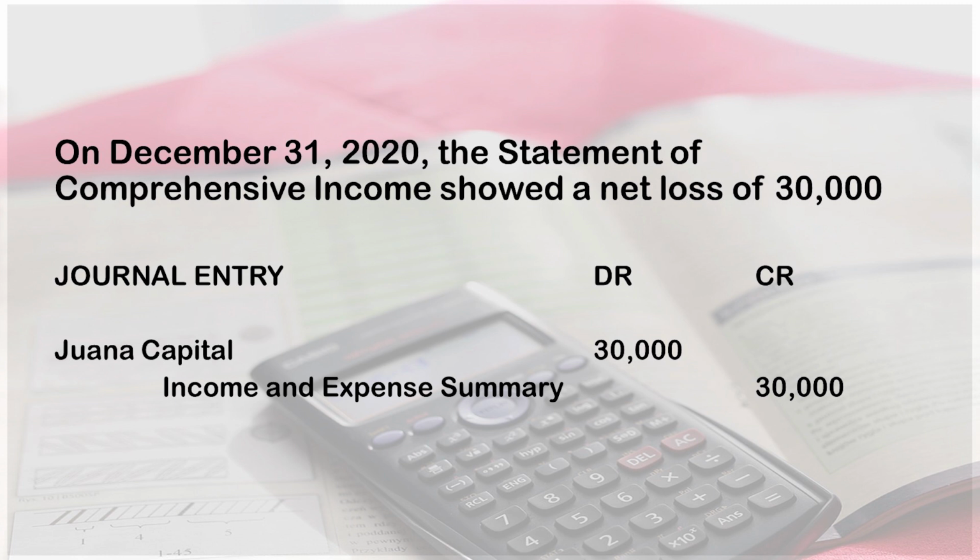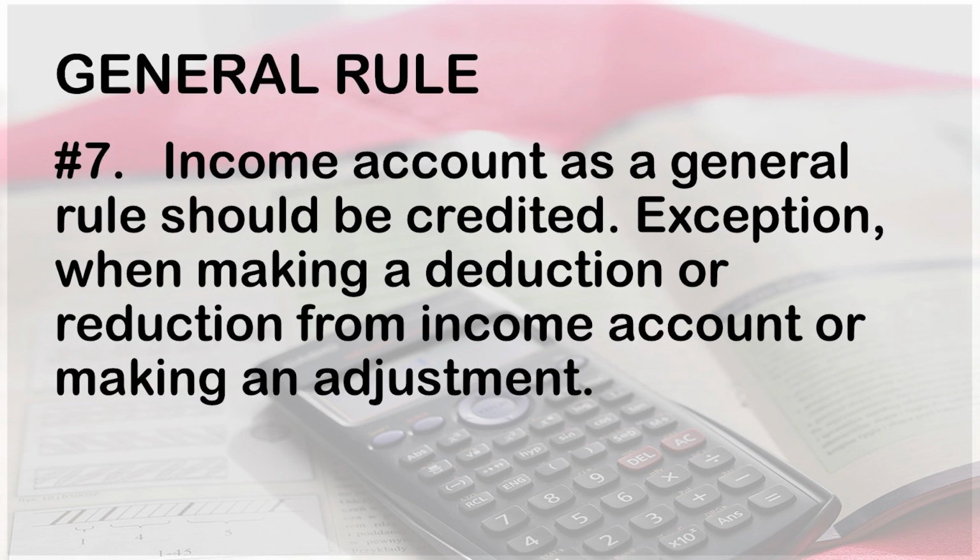The general rule, capital should be credited, but as an exception, when the company suffered losses, then in this case, Juana capital is to be debited in the amount of 30,000, representing the loss suffered by her business. Let's go now to rule number 7.